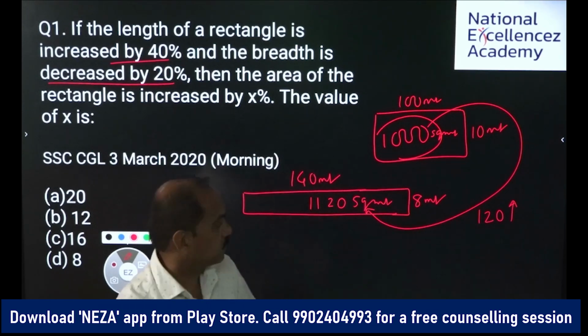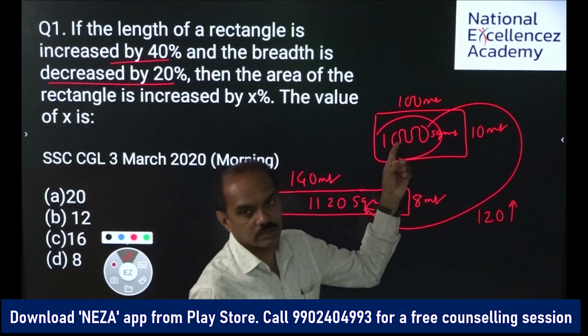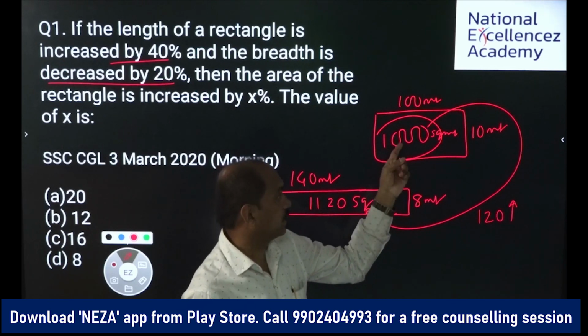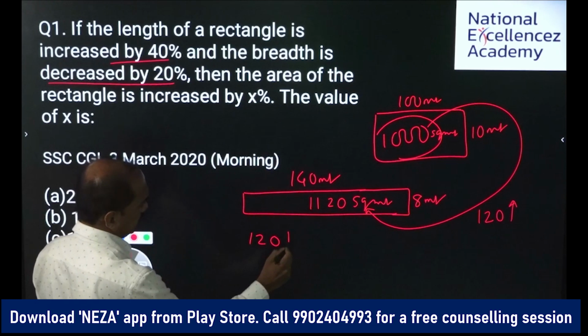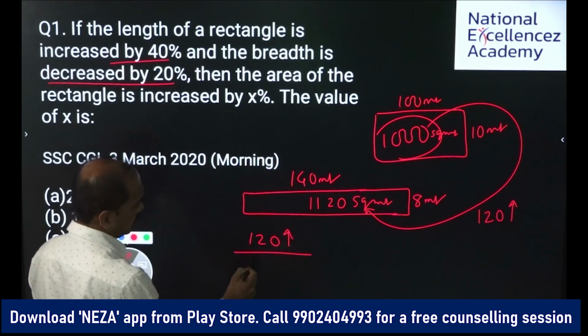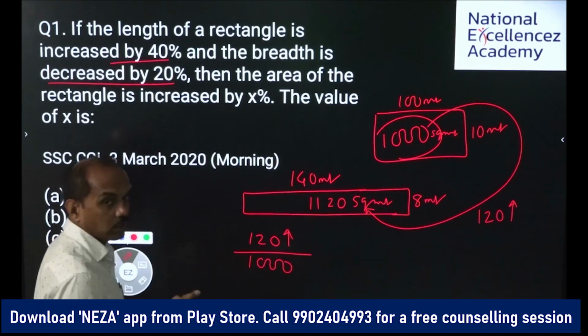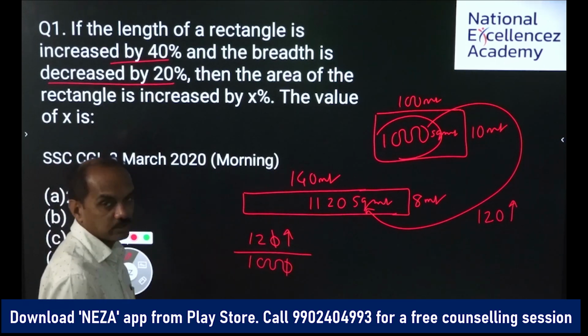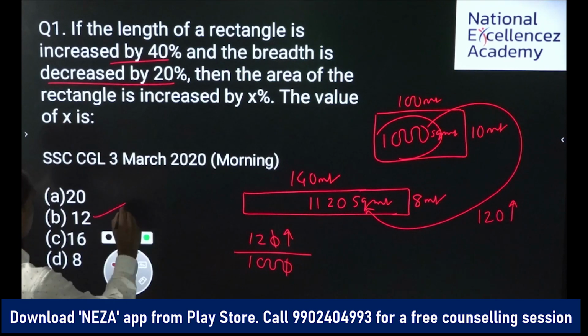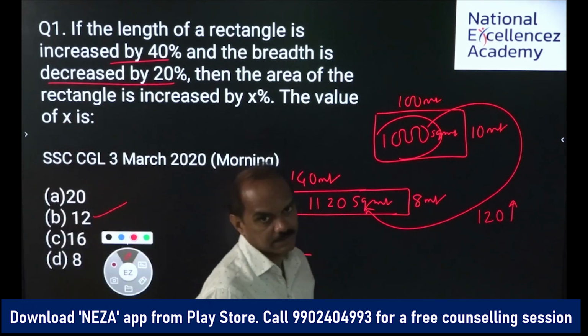This rise or fall is always on the original figure. For every 1000 it is 120. This is how we can write it. 120 is the rise per 1000, but we want per 100. Just drop 1 0, cancel 1 0, we'll get 12%. So the second option is the correct answer.